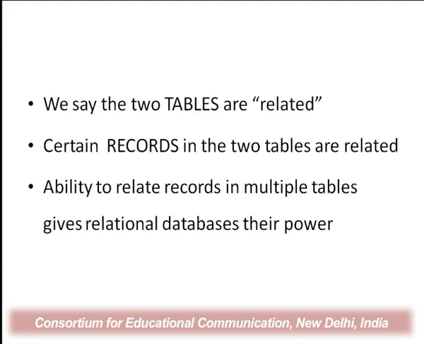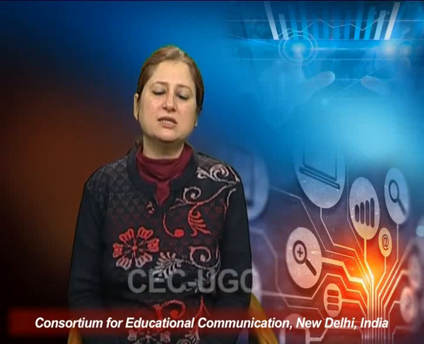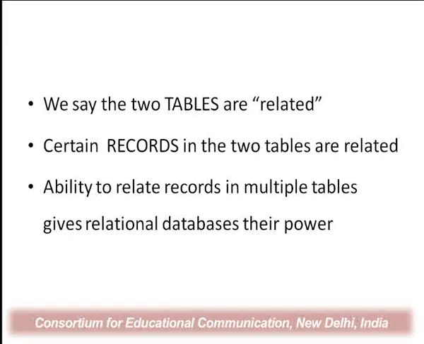So, basically in this we say that the two tables are related because certain records in the two tables are related to each other, that is certain records in the two tables are common. The records are common means the attributes are common. The ability to relate the records in multiple tables gives the basic power to relational databases. Relational databases get their power to filter data from multiple tables at the same time using the common attribute or the basic relational keys which we are going to discuss.